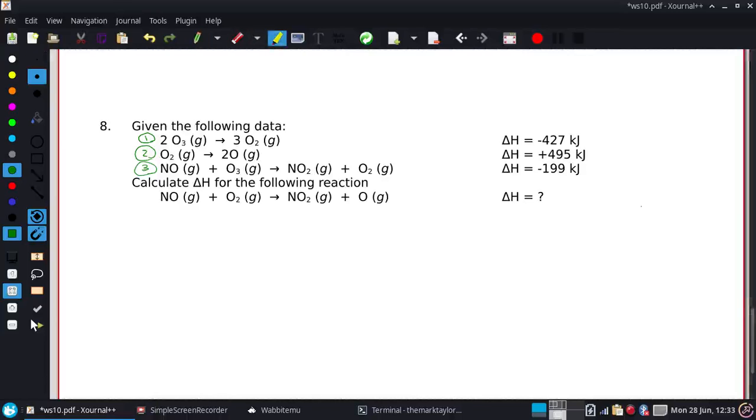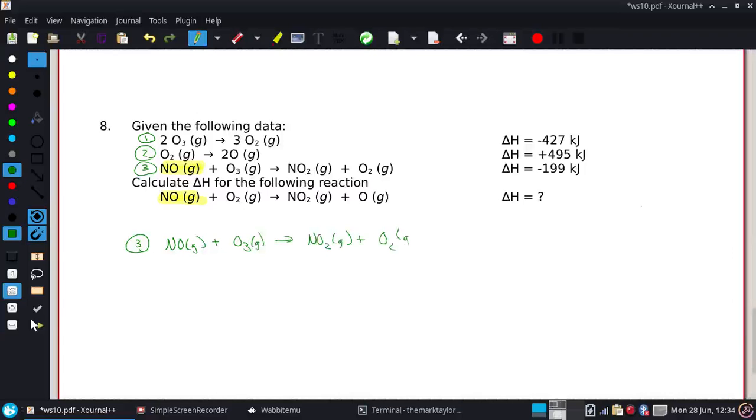So what I mean by one component at a time, you notice that the first reagent is NO as a gas, and we have it right there in equation 3. Now, what we're going to do is just rewrite equation 3 down here, just like it is. All right, now we're going to do that with the other components.